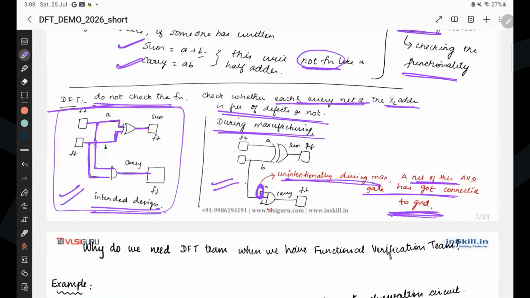Unintentionally during manufacturing, a net of this AND gate has got connected to ground. So these kinds of things are what will be checked by the DFT team. We do not check the functionality. We check whether each and every net of the half adder is free of defects or not.